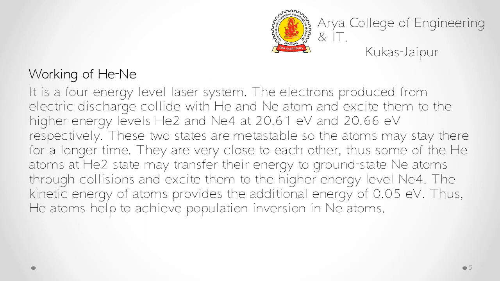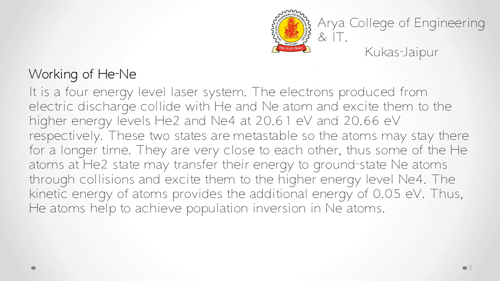Now, the working of the helium neon laser. It is a 4 energy level laser. The electrons produced from the electric discharge collide with helium and neon atoms and excite them to the higher energy levels He2 and Ne4 at 20.61 electron volt and 20.66 electron volt respectively. These two states are metastable, so the atoms may stay there for a long time. They are very close to each other.